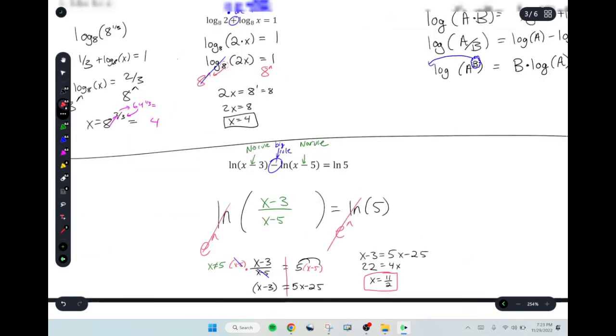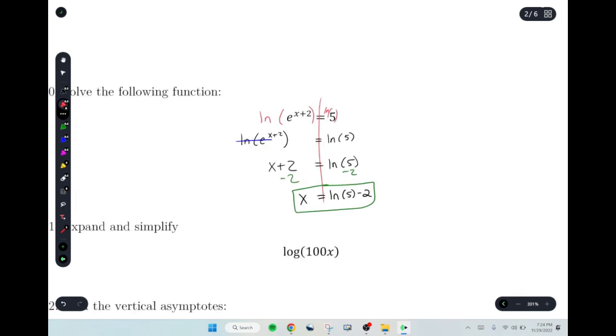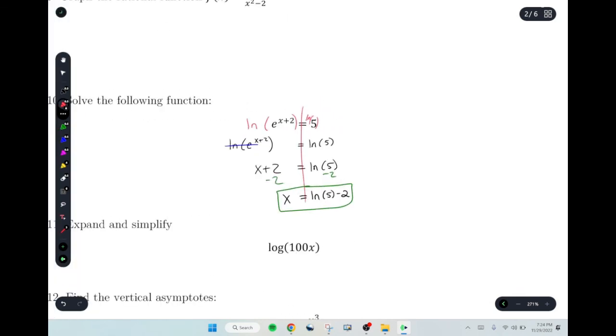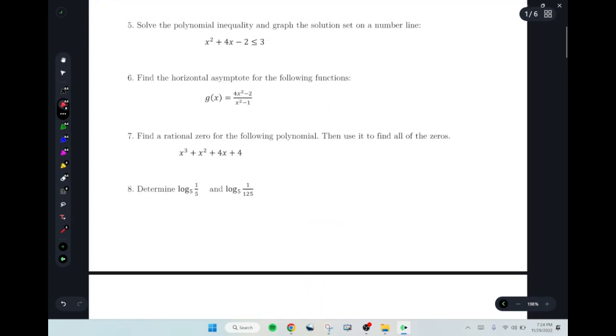Sweet. What else? Did I just randomly do number 10 up here instead of down there? Oh, well. You said 7? Ooh, 7 don't look fun.